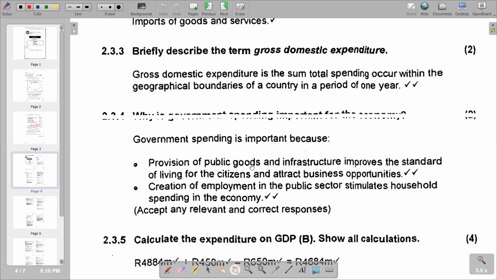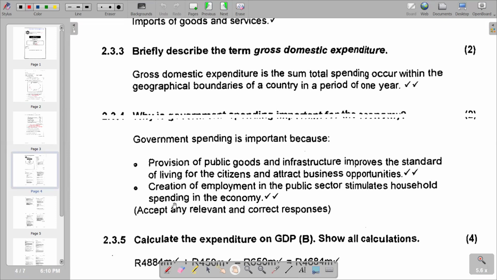The first one is saying provision of public goods and infrastructure improves the standard of living for the citizens and attracts business opportunities. So you see that through infrastructural development, it's also government expenditure that is going to improve the standards of living. Again, remember we've got the issue of public hospitals. The health facilities are going to be enhanced, so it improves the standards of living, and also it attracts business opportunities of potential investors that want to operate businesses in our local economy. They are going to be attracted by the local infrastructure that is there.